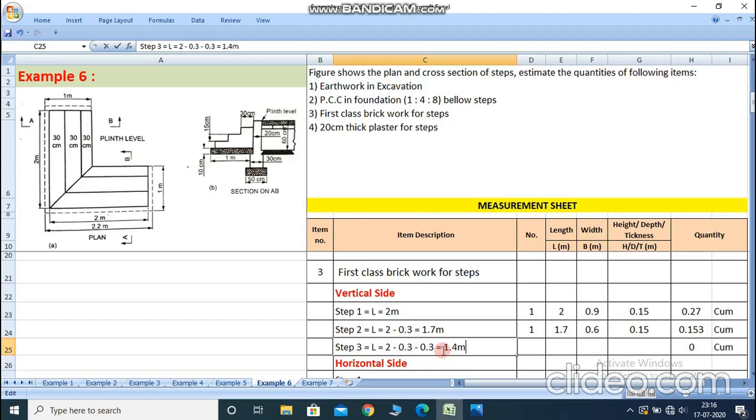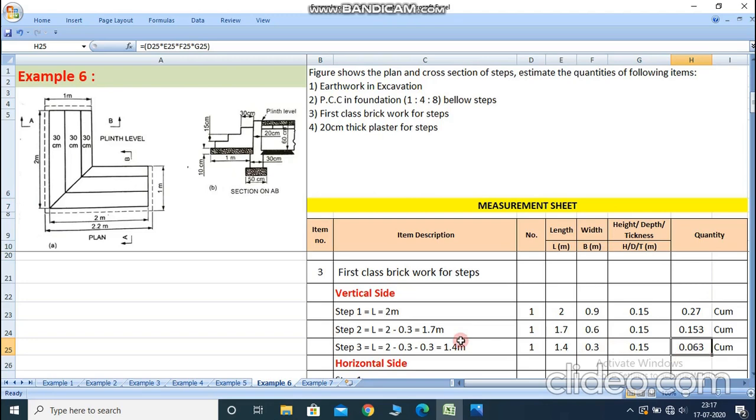1.4 meter. Clear? So here number of the step is 1, length is 1.4 meter, width is given in the plan part as 30 centimeter, and also in the section part we see this width is 30 centimeter. So now convert into meter as 0.3, and height of the step is given for the third step as 15 centimeter. So write here 0.15. So we calculated step 3 vertical part as 0.063.